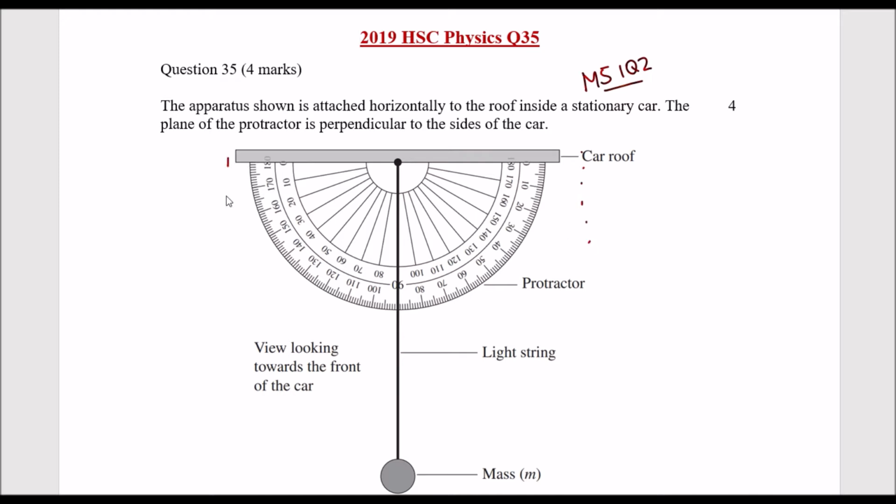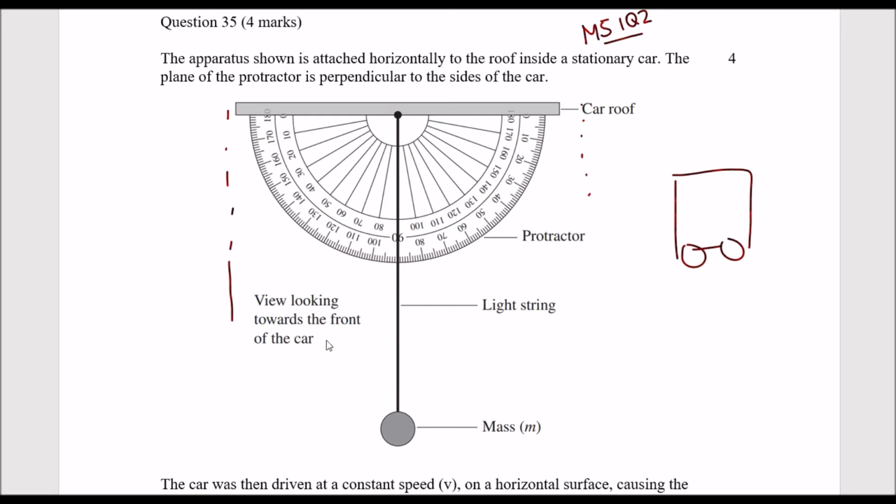So you can imagine our car looks like this, and we're looking towards the front of the car. You can imagine we're at the back and we're looking forwards, or if we want to draw a side-on view, the car is moving in this direction and we are looking out this way. So we see a pendulum, we see a protractor.